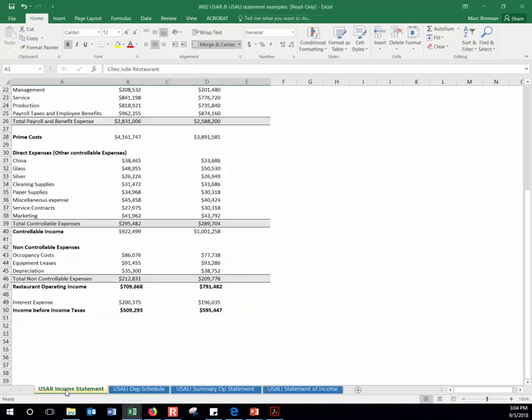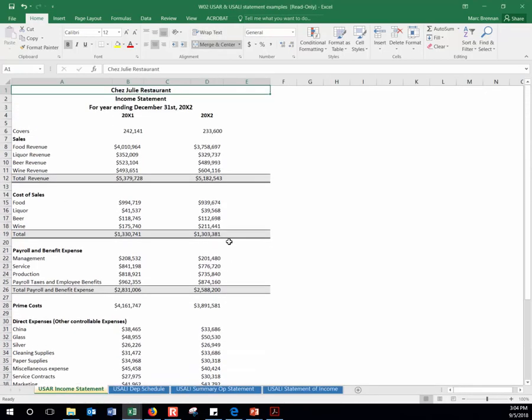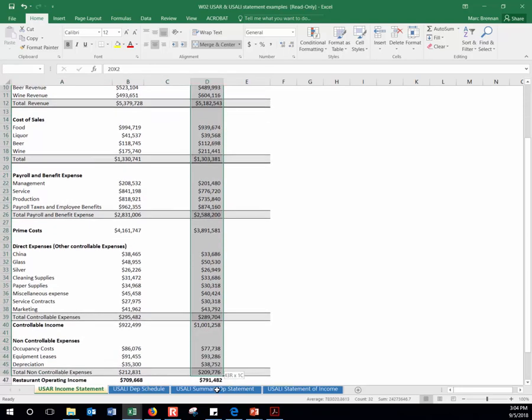We'll go back and forth with our other statement, pardon me. So the USAR income statement on your Excel sheet, you'll see an outline of one of these. So covers would be, you'd have your Chez Julie income statement. This would be for the year ending December 31st, 20x2. So this would be the year ending.